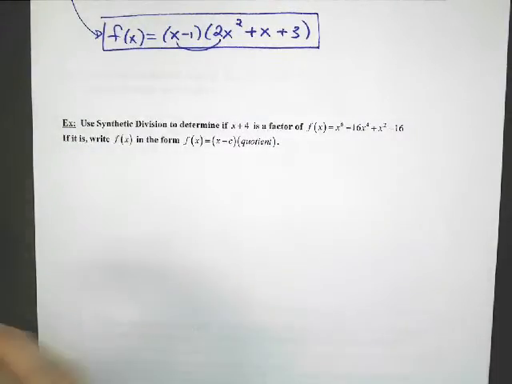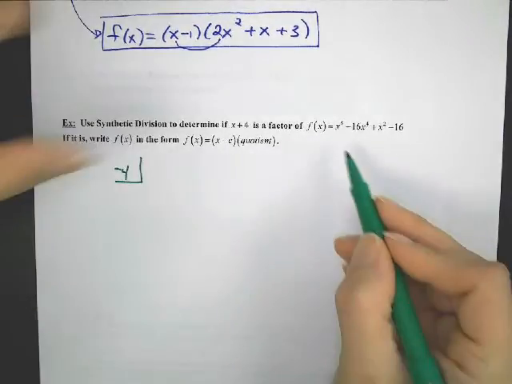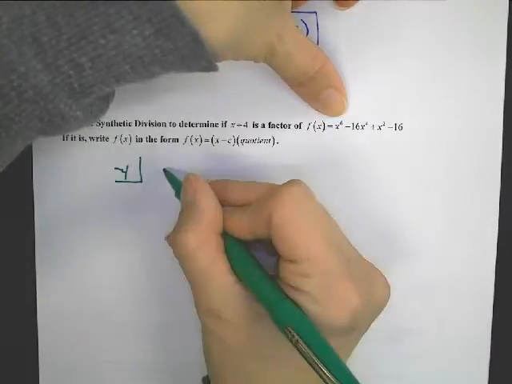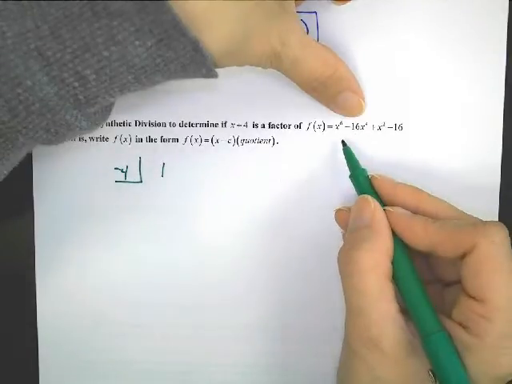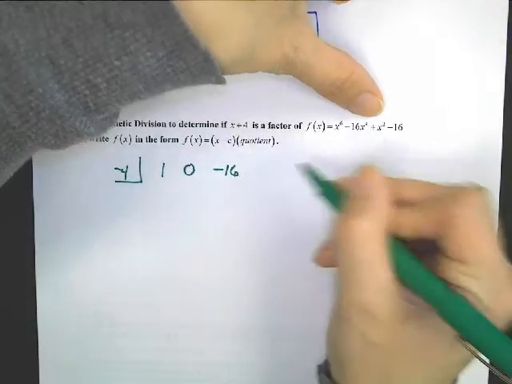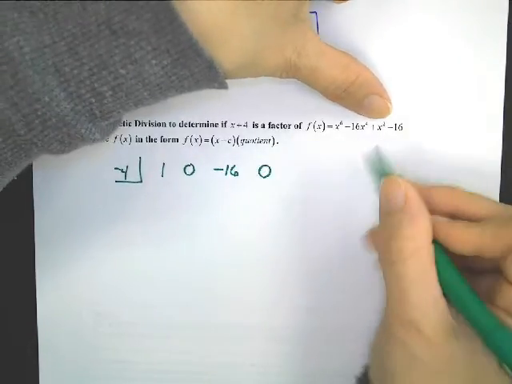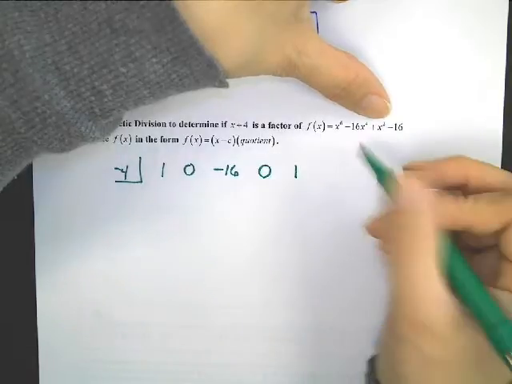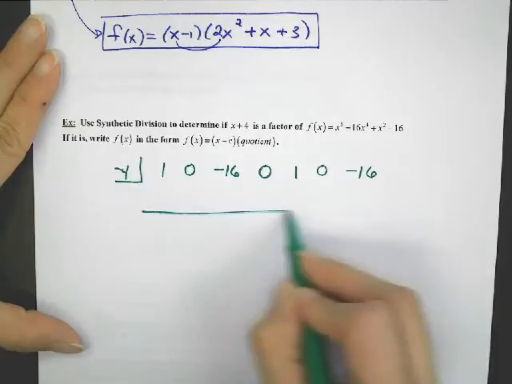So some people just say, let's just start with synthetic, because if it works, I'll have my answer. Save time. In the box, let's put negative 4. The coefficients are 1. Where's the x to the 5th? So we're going to put 0, negative 16. X to the third is another 0, another 0 x cubed, 1x squared. 0 for the x's, negative 16.